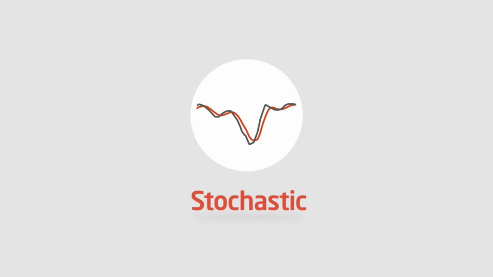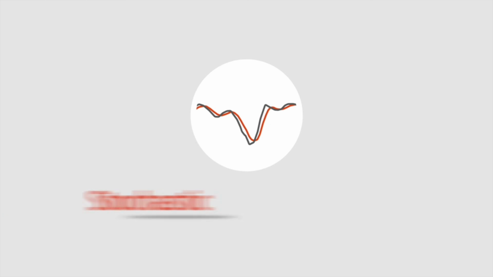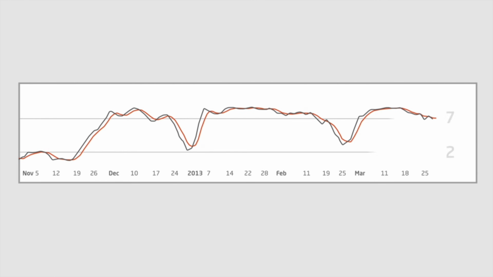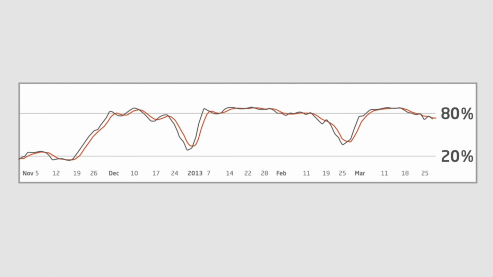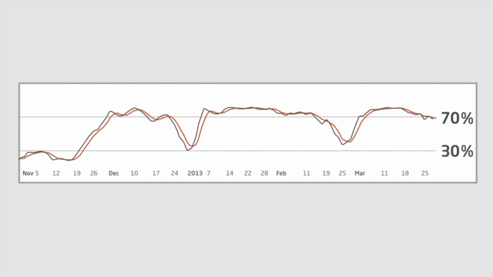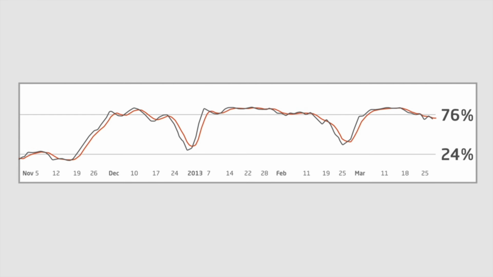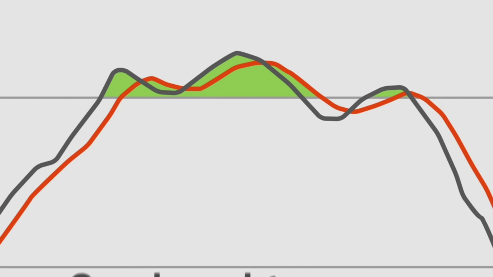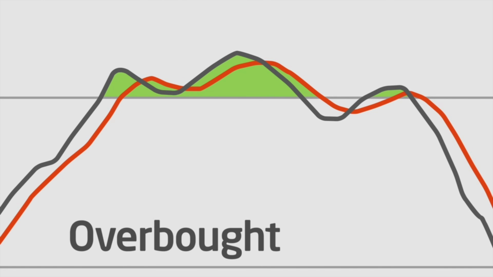Stochastic indicators are also used to determine potential trend reversals. They show a percentage scale on the x-axis with 2 horizontal lines at, for example, 80% and 20%. This can be changed depending on your personal preference. When stochastic lines are above this 80% level, it indicates an overbought market condition.